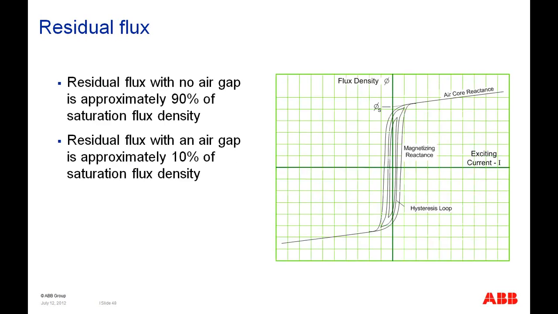Residual flux with no air gap in the core of the current transformer will never be greater than 90% of the saturation flux density. The saturation flux density is the point on this curve where the current transformer goes from a magnetizing reactance to an air core reactance, and that's typically anywhere from 1.15 to 1.3 per unit. And our residual flux won't be greater than 90% of that. The residual flux with the air gap is usually only around 10% of the saturation flux density. So that's often why you say air gap current transformers have a longer time to saturation.